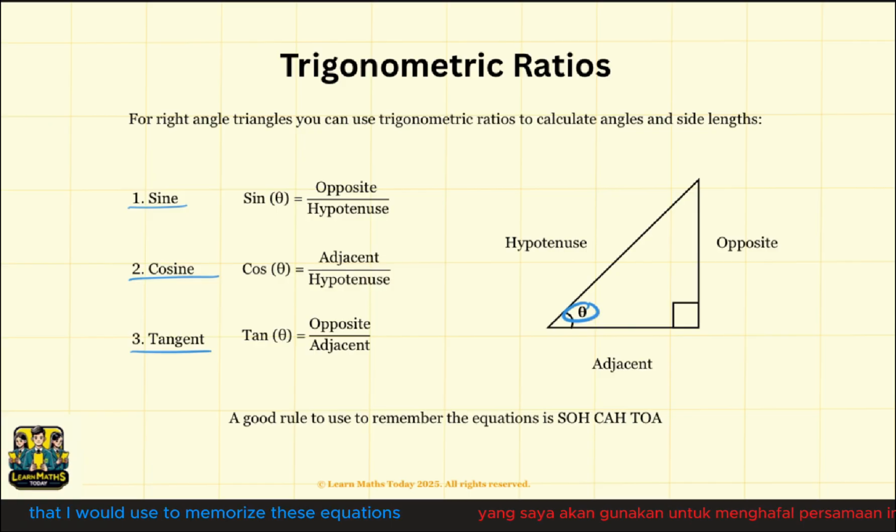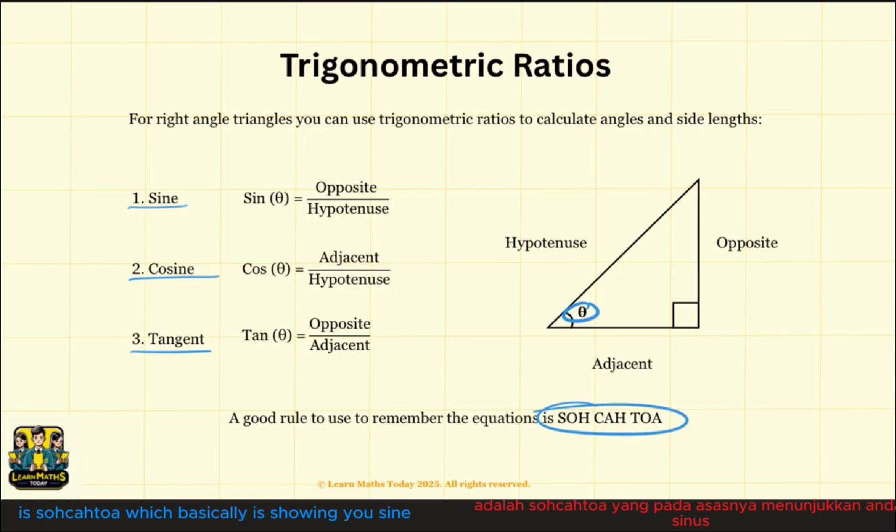And a good rule that I would use to memorize these equations is SOH CAH TOA, which basically is showing you sine opposite hypotenuse, cosine adjacent hypotenuse, and then tangent opposite adjacent, just letting you remember the order of things. And I would just memorize these equations as best you can to avoid any mistakes with your math. Moving on, I'll provide an example of how to use these equations so that you can move on and attempt some practice problems without help.